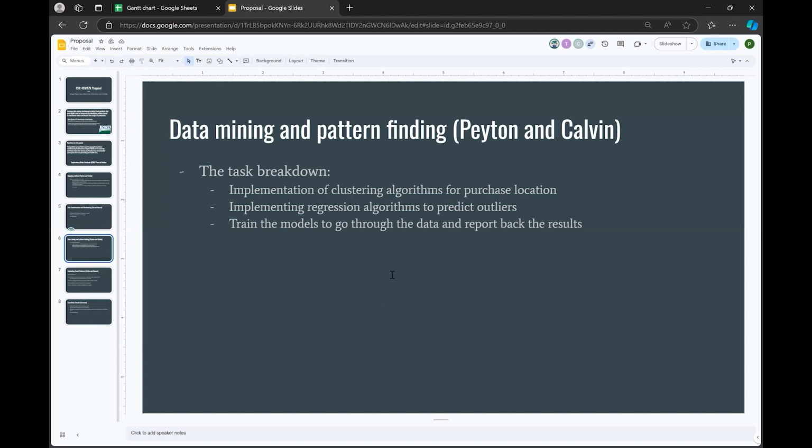And next, we'll be looking into mining the data and going into pattern finding. And how me and Peyton are going to do this is we're going to use a clustering algorithm to cluster the specific areas that the USDA found that they purchased food from. We're going to use regression algorithms to find the outliers in nutrition, and then we're going to train models to go through the data and report back all of the nutrition results to us.